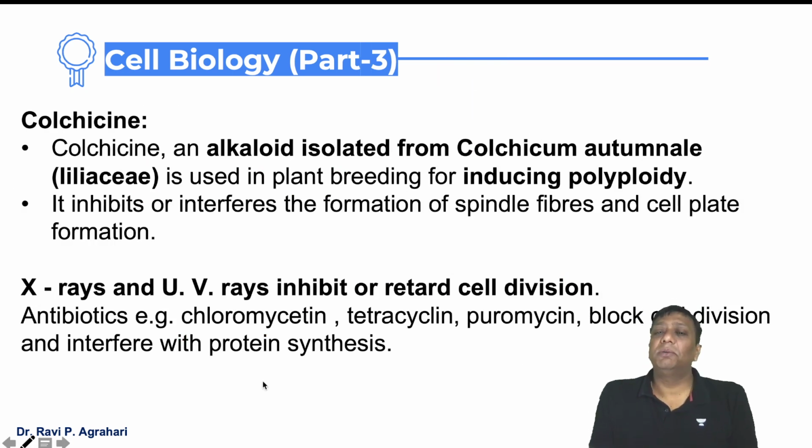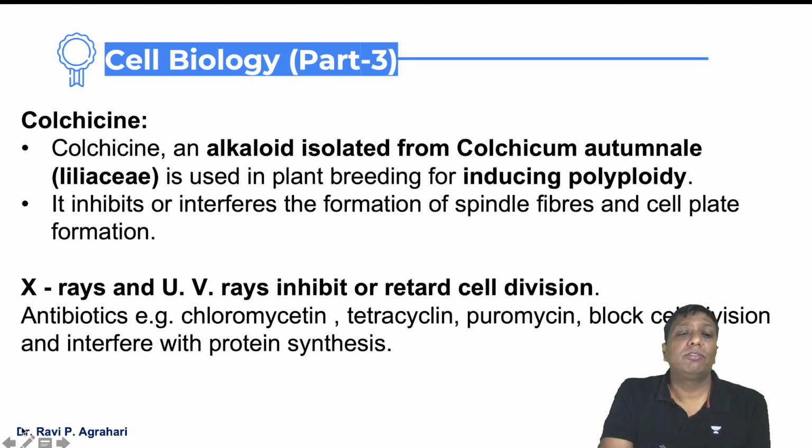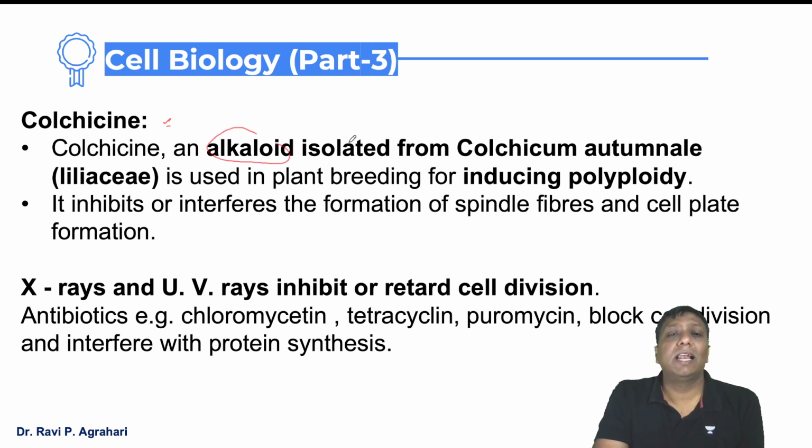One interesting topic, a miscellaneous type that may come in very advanced level questions like CDS, NDA, UPSC, is colchicine. Colchicine is a chemical, a kind of alkaloid. This alkaloid is obtained from a plant called Colchicum autumnale, which belongs to the family Liliaceae. It induces polyploidy.